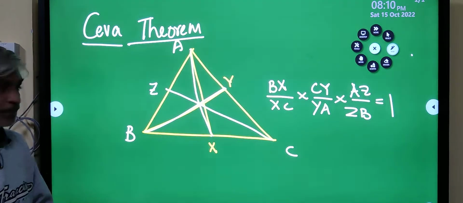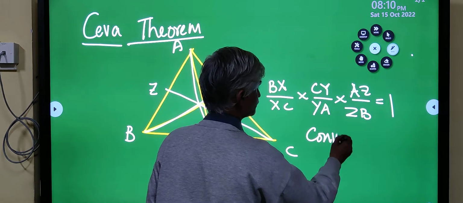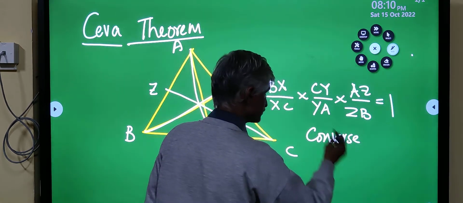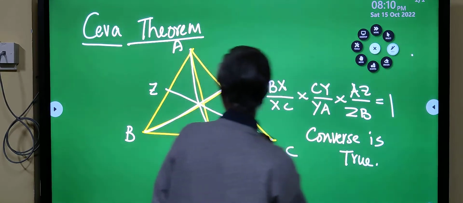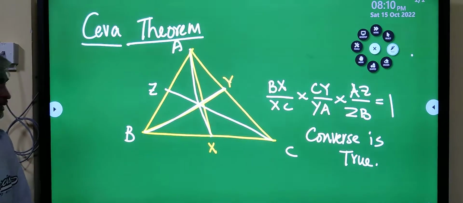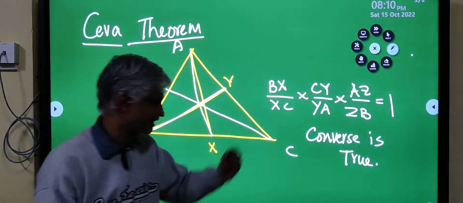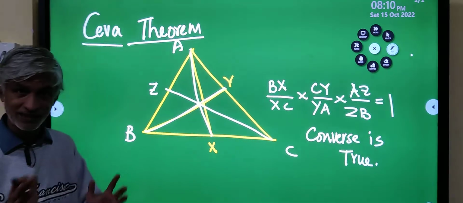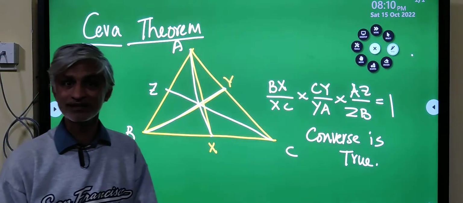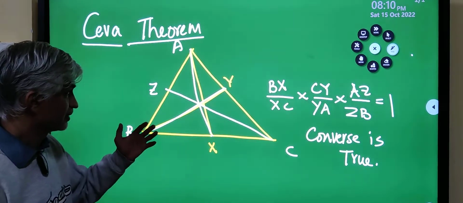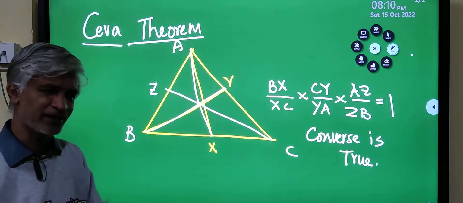Now this is Ceva's theorem, and I also state that the converse is true. So if this condition is satisfied, then the cevians are concurrent. As you can see, there is a nice symmetry even in the statement, and now the proof is very simple and it uses the method of areas, and there is a lot of symmetry in it that you cannot miss. So now I shall write down the proof, and it just involves a little bit of algebra.